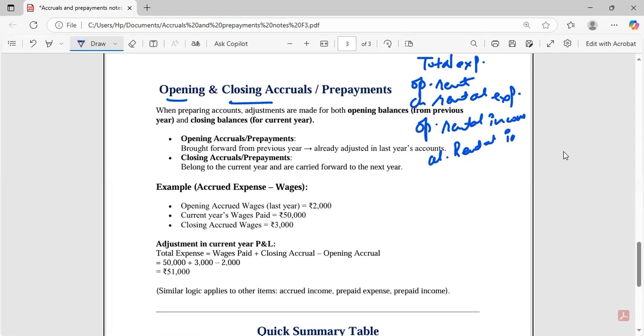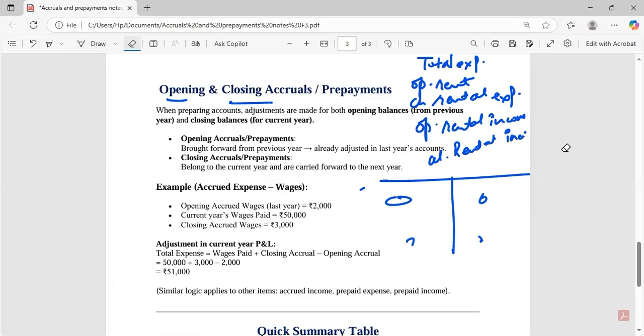If you see the exam kit solutions, you will see that they have made a T-shape account. Then they have made some adjustments here, here, here, here. But you should know the logic behind it. Why do we debit something and why do we credit something? So I'll try to explain it to you in the easiest manner. How do we deal with it?